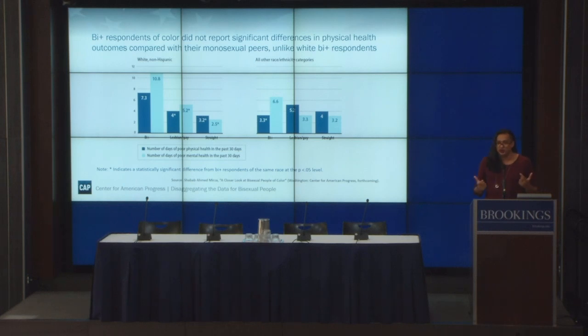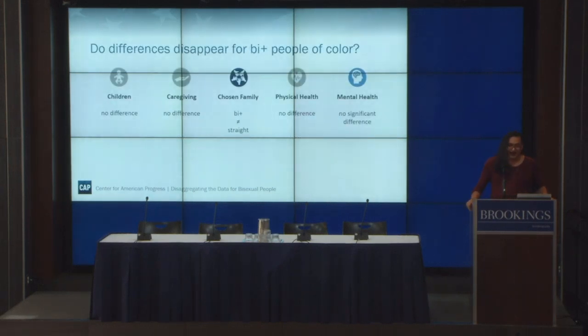So that raises a few questions about, is race a confounding factor that would trump the effect of sexual orientation, for example? I don't know. We should have further research. And so what we do see is that these are some of the differences that were appearing when we were looking at bi+ people in general, but once we started looking by race, those differences started to disappear.